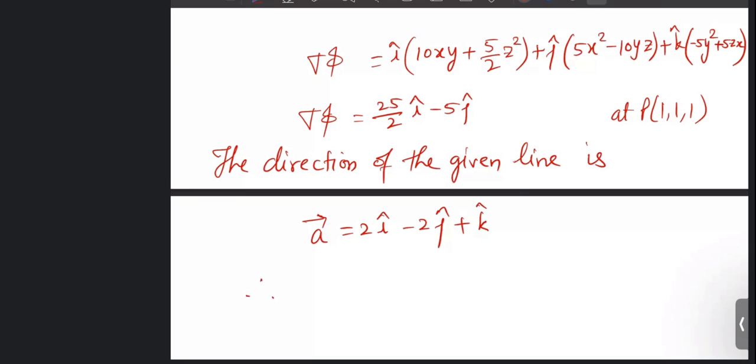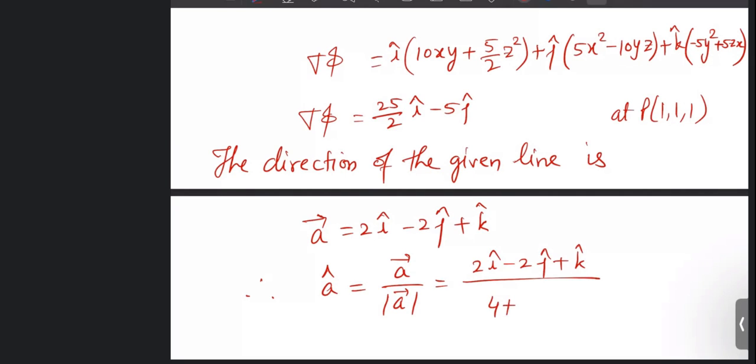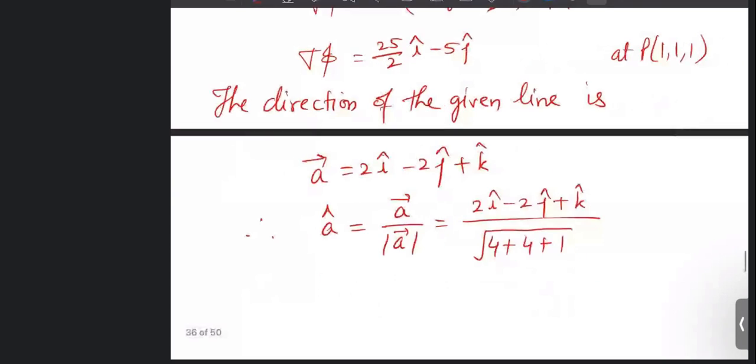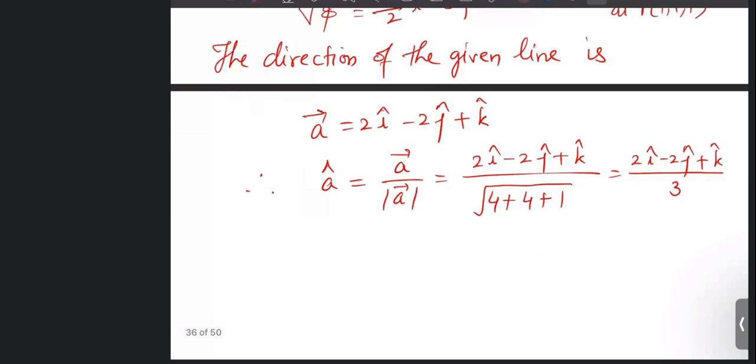Therefore, the unit vector in the direction of this vector A is A divided by its magnitude, that is 2i minus 2j plus k divided by the square root of 2 squared plus minus 2 squared plus 1 squared, that is 4 plus 4 plus 1, that is 9, that is 3. That means (2i minus 2j plus k) divided by 3. This is the unit vector in which the directional derivative is to be determined.